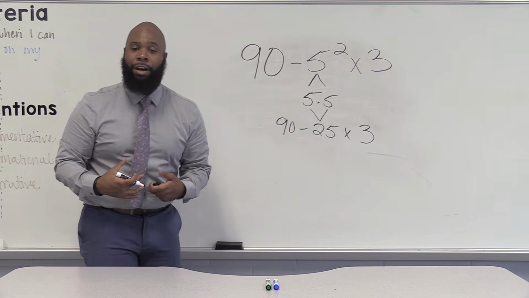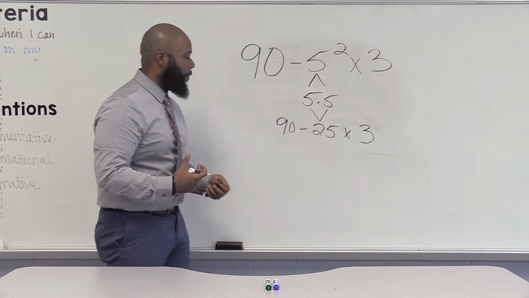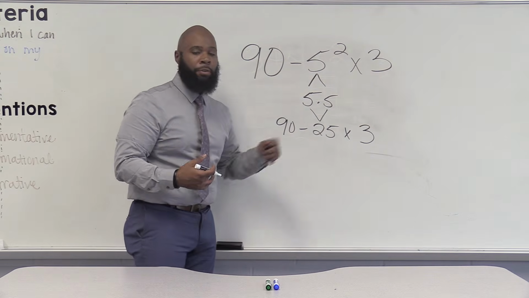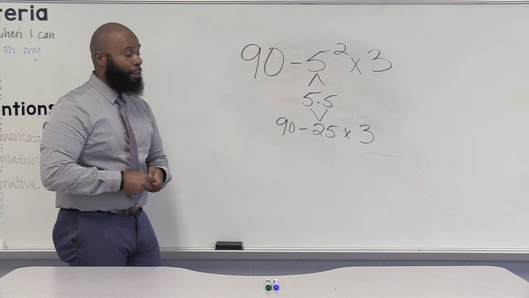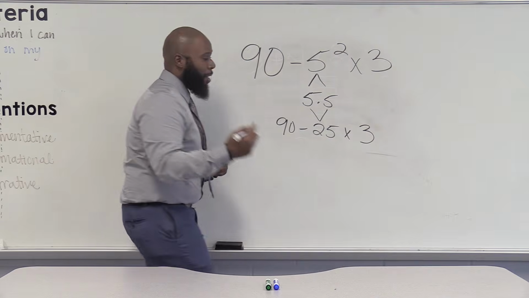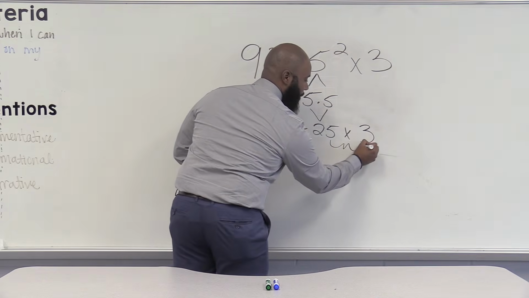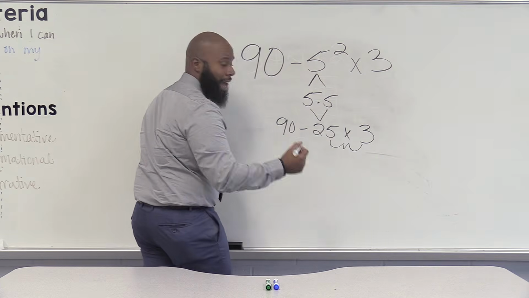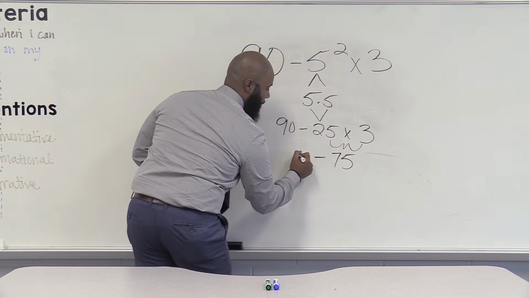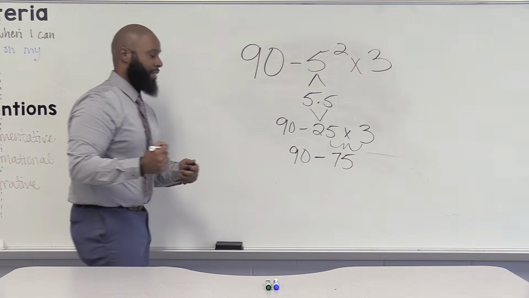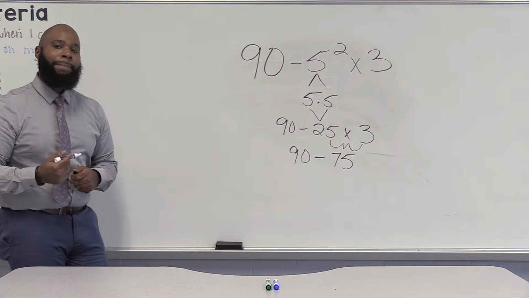So going back to what we talked about at the beginning, what am I going to do first? Am I going to do my subtraction or my multiplication? If you said multiplication, you are correct. So I'm going to do 25 times 3. 25 times 3 is going to give me 75. Bring down my minus and my 90. Now my problem reads 90 minus 75.